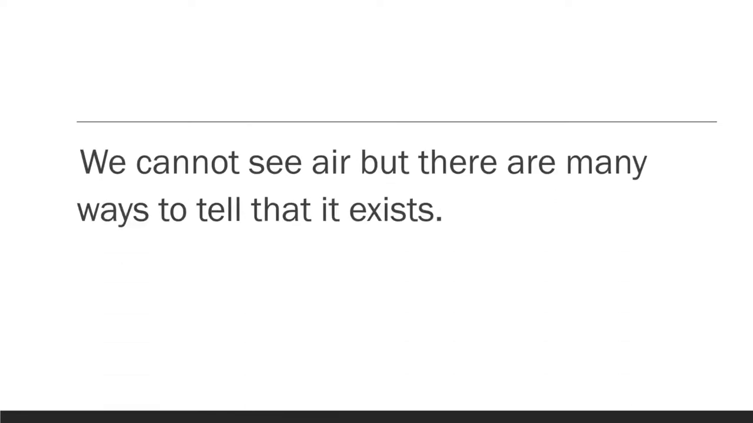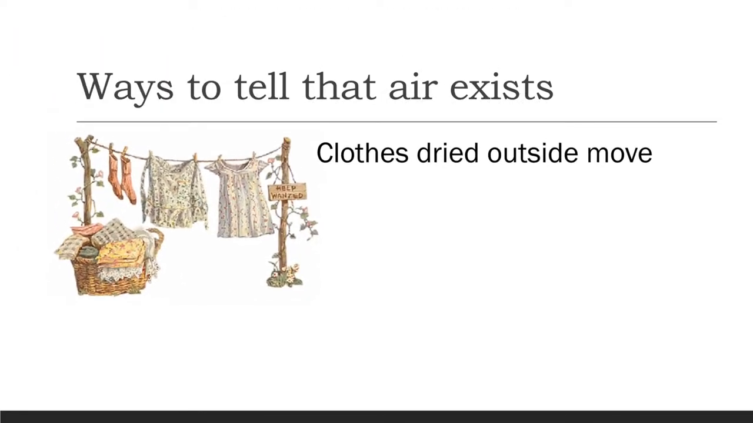We cannot see air, but there are many ways to tell that it exists. So here are the different ways on how we can say that there is air. While we cannot see the air, if we just observe around us, we would say that there is really air. Here is the first one. If you try drying your clothes outside your house, you would notice that sometimes the clothes move. Well, why is that? It's because there is air. When the air blows, the clothes start to move. That way we can prove that there is air.